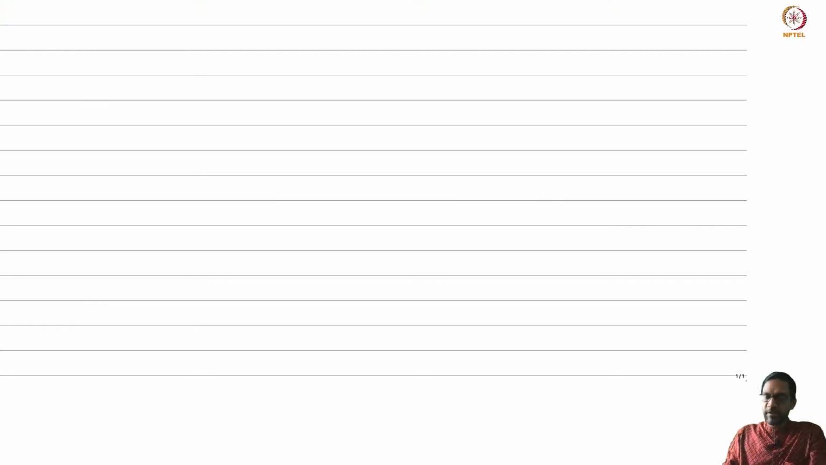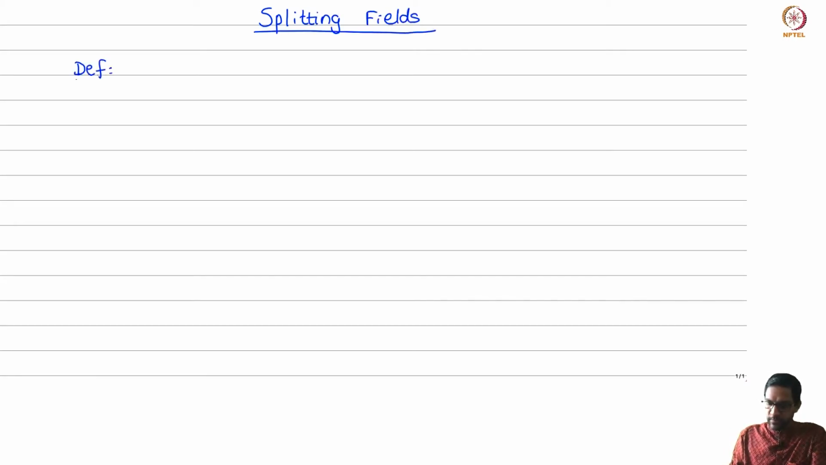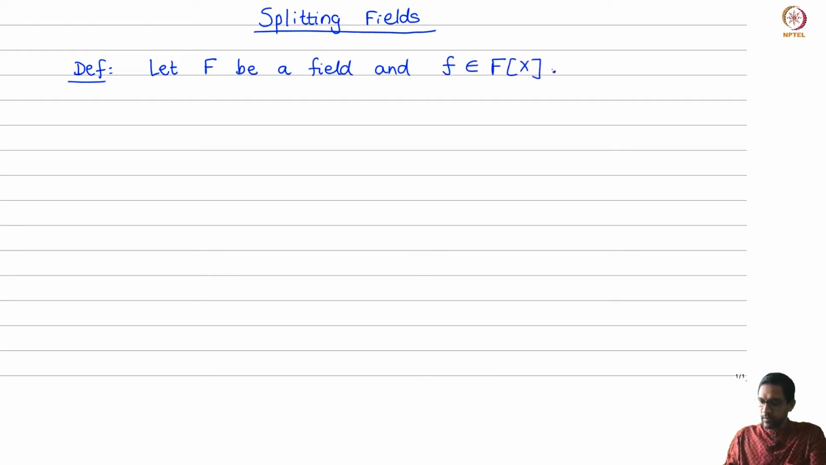Let's talk about splitting fields. So here's a definition. Let F be a field and let small f denote a polynomial in the ring F[x].